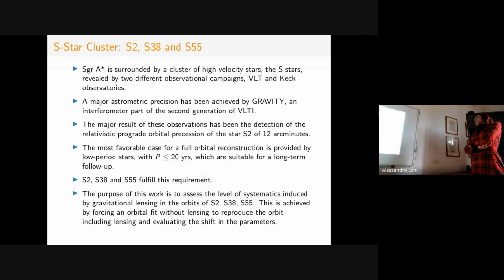So, the GRAVITY collaboration was able to measure the precession of S2 orbiting around Sagittarius A star. What I did in this part of the work is to reconstruct the stellar orbits of S2, S38, and S55. S2, of course, because it is the most studied star around Sagittarius A star, and then S38 and S55 because these are low period stars. So they have a period less than 20 years, so they are suitable for a long time follow-up. In this paper, we gave an estimation of the impact of gravitational lensing on these stars.